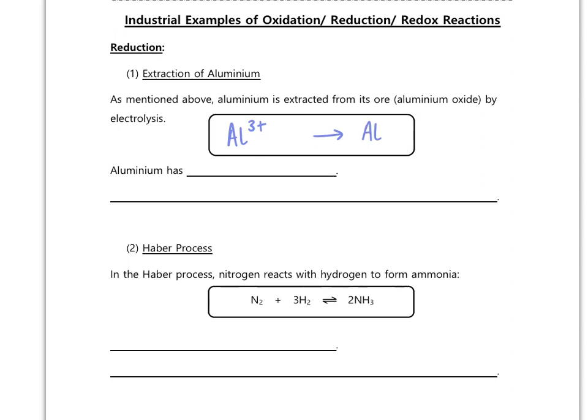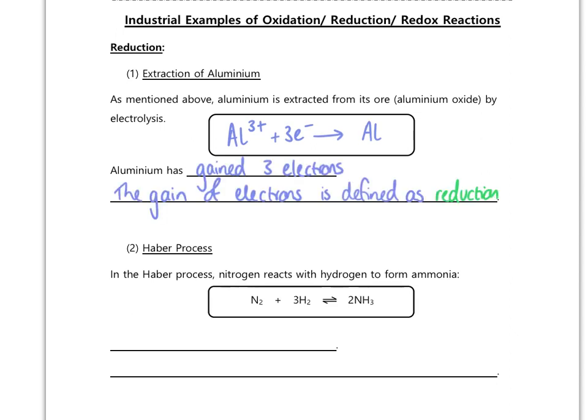How does it do that? Well, in terms of electrons, it needs to gain 3 electrons to cancel out that 3+ charge. So in terms of electrons, this is reduction because the aluminium ion has gained 3 electrons. And we would then go on and say that the gain of electrons is defined as reduction. So these explanations always have the same structure: what has happened in terms of electrons or hydrogen or oxygen, and then state whether that's oxidation or reduction. So the extraction of aluminium, an industrial reaction, is reduction because the aluminium ions gain electrons, 3 electrons each.